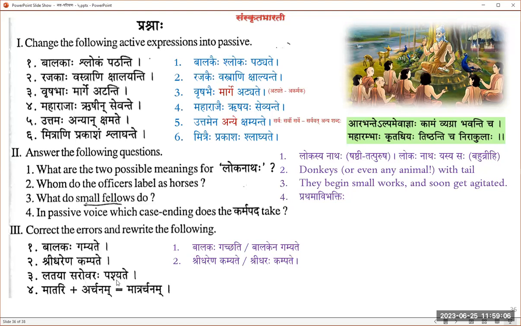Another way, can you say it in Kartari voice? Lata sarovaram pashyati. Pashyati. Here it is Parasmaipadi Dhatu, so Pashyati. Okay, Pashyate is not available, I think. So Lataya Sarovaraha Drishyate, Lata Sarovaram Pashyati. Well done. Thanks, Varya. Keralites are very smart guys.